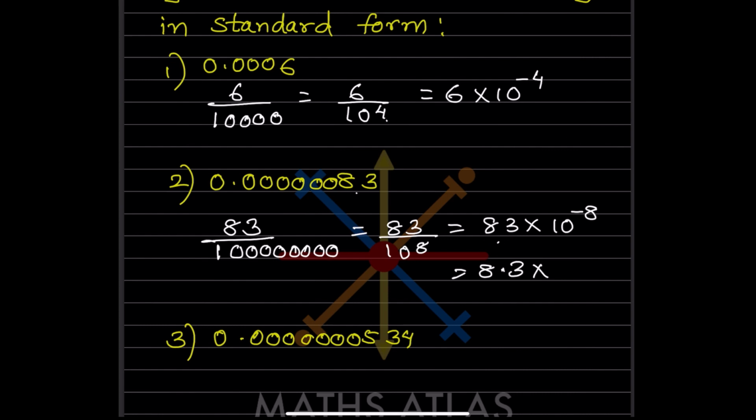Now 8.3 means the point is over here, so this is going to be plus 1. So this will be 10 raised to minus 7. Because see here, when we write 8.3, after this one we are going to go 1 point, so that is going to be plus 1. So minus 8 plus 1 is going to be minus 7. So the answer should be minus 7.